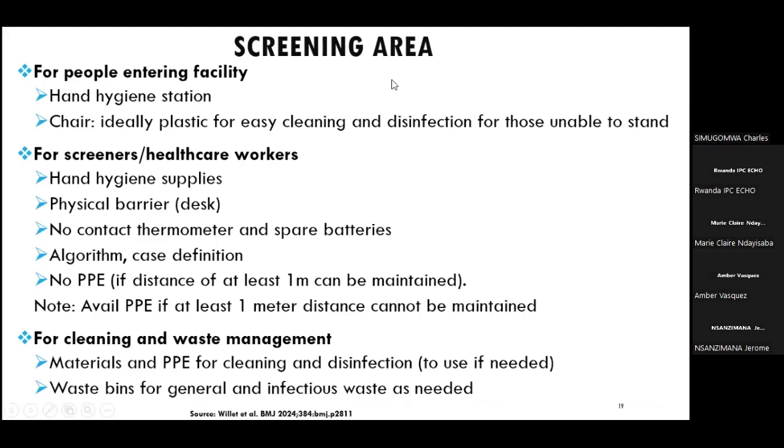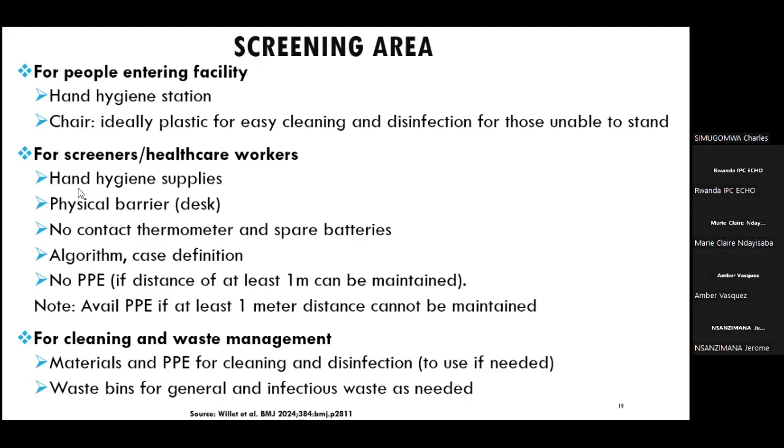So now, the screening area. As we have said, we must have hand hygiene. For all the people entering the facility, we must have a hand hygiene station. We must have a chair. For example, once we find a positive case, the person may be put aside so that we coordinate the rapid response team or the people in charge to take the person into isolation while the screening continues. That person who screened positive can be put on the chair aside for a while, and this chair must be cleanable and disinfectable.